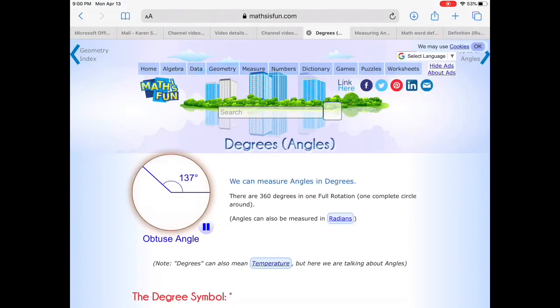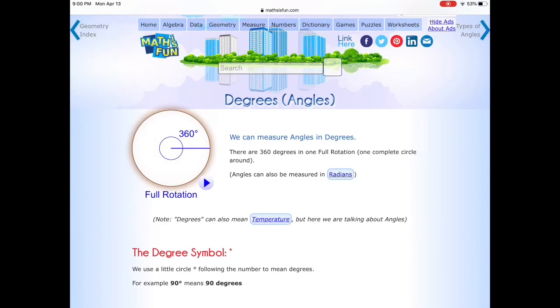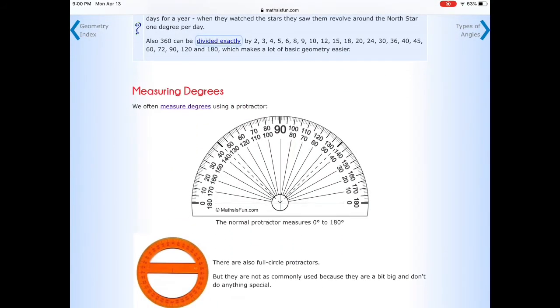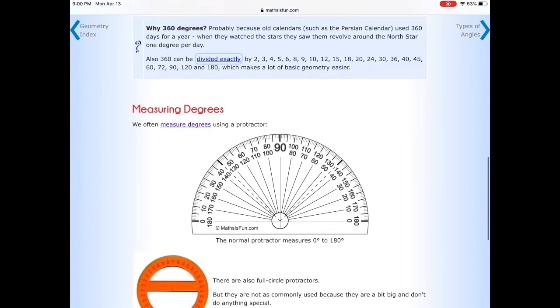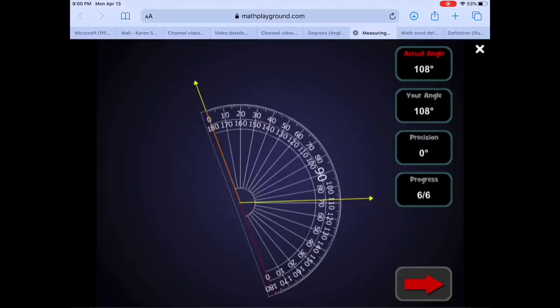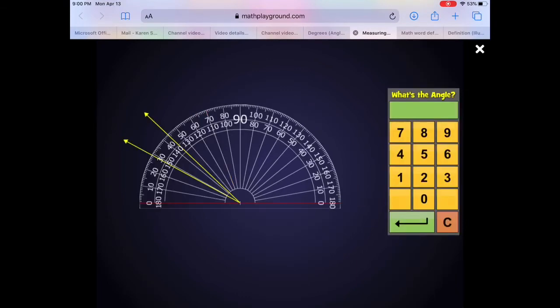We can measure our angle with degrees, so we can measure this rotation about a fixed point. We use the little circle as a degree symbol, and we measure it with a protractor, an angle measuring tool. Let's remind ourselves a little bit about protractors. Another great resource online is Math Playground, and here we have an interactive protractor. We're going to measure the angle between the yellow rays.